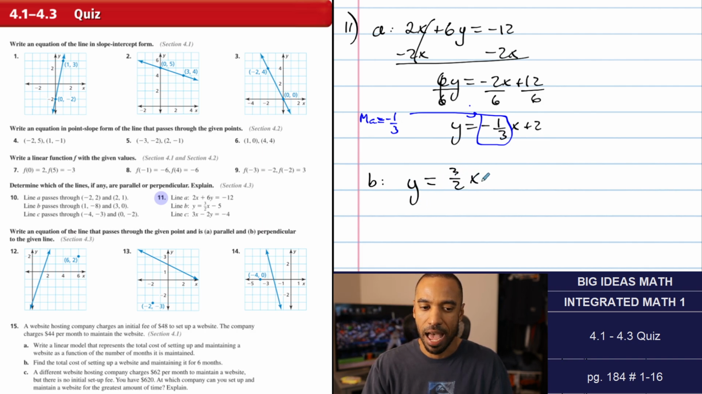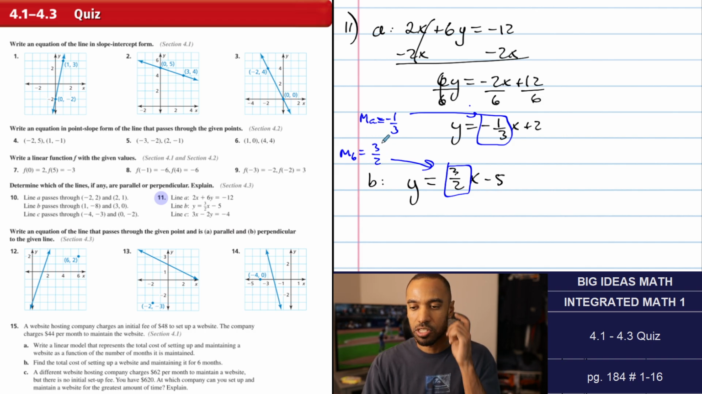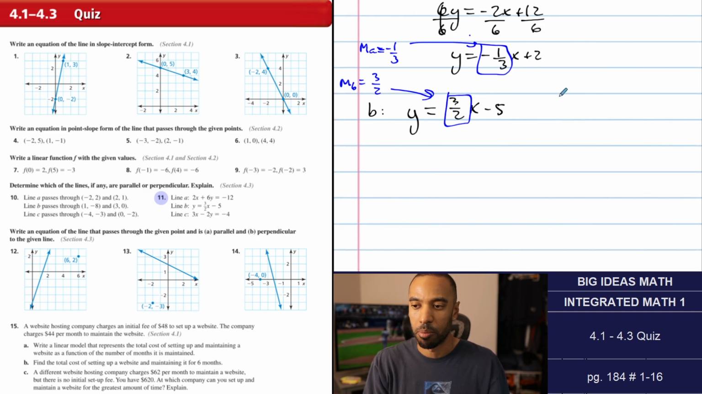y equals 3/2 x minus 5. So the slope of line B is 3/2. Again, it's not the x, but m_B equals 3/2. These are not the same. These are not opposite reciprocals. These are neither parallel nor perpendicular to each other. Let's see if C is parallel or perpendicular to either A or B.